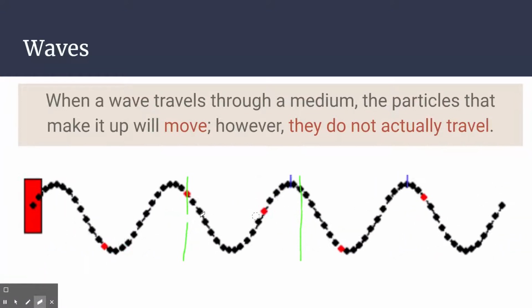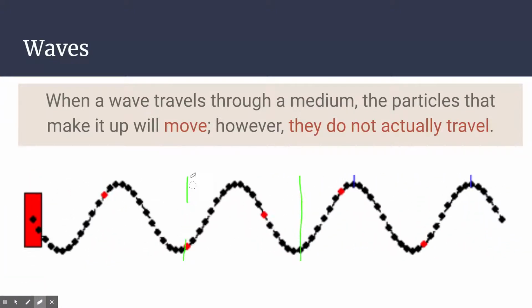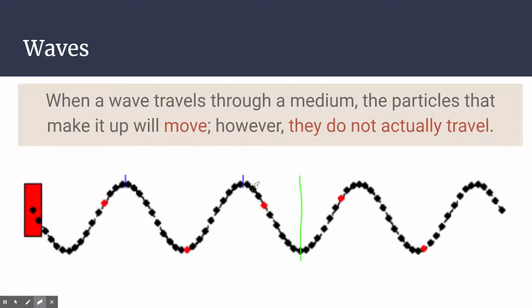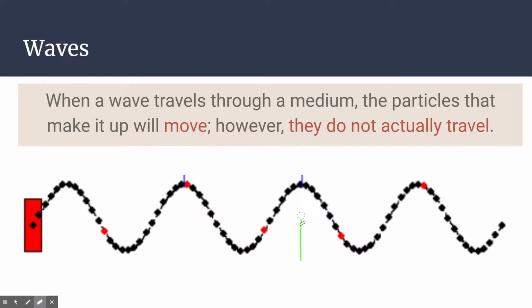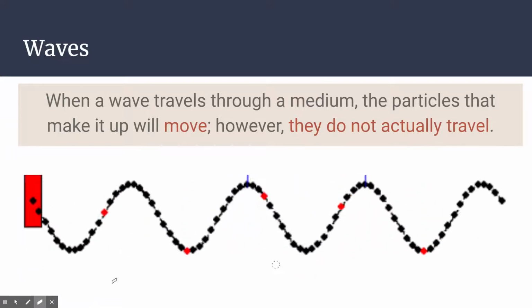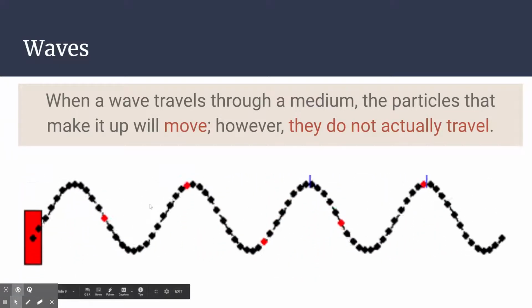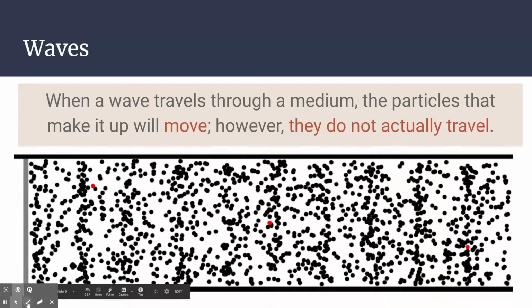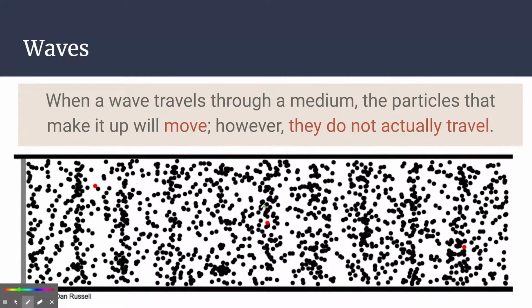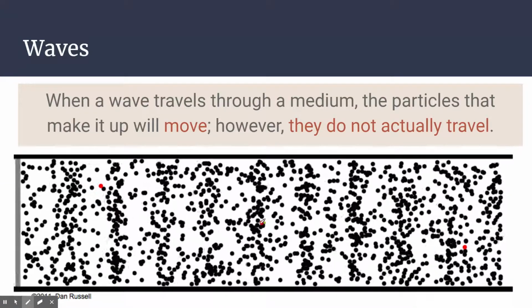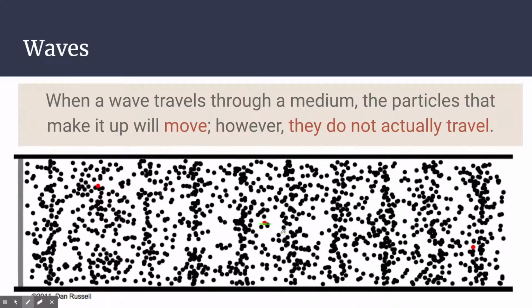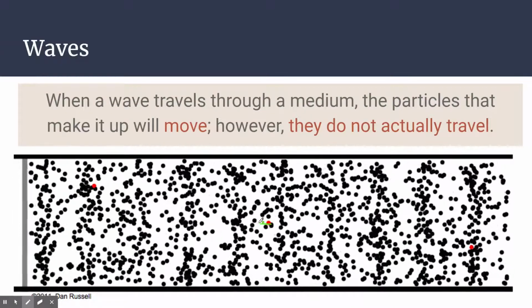Let's look at another example. Let me erase these. Here's just another type of wave. And again, we can pick any of these particles. The red ones are highlighted so that you can see them a little bit better. And just observe their motion.